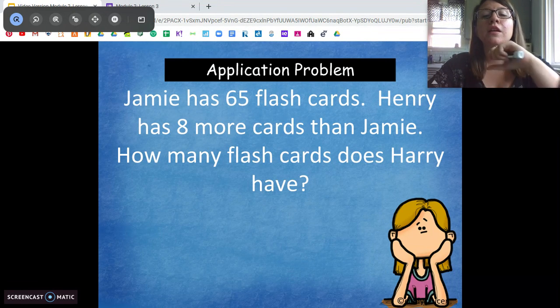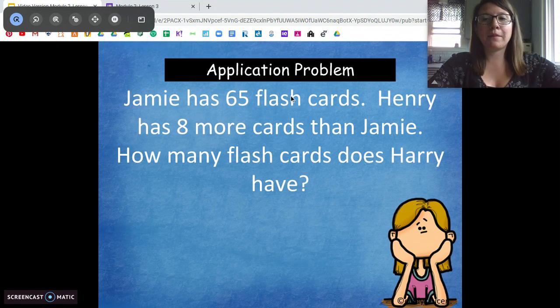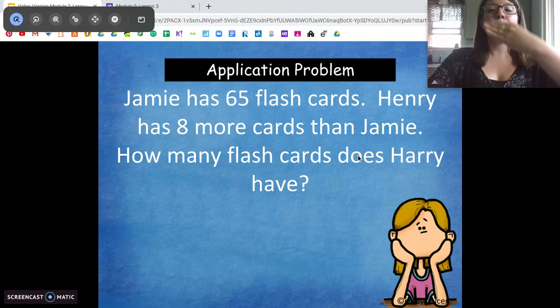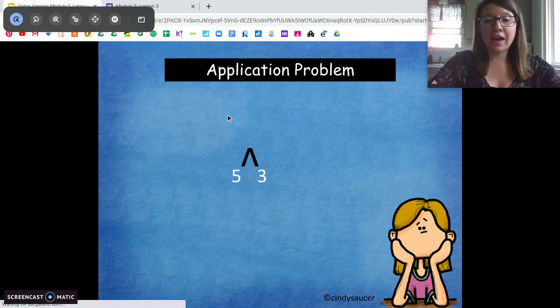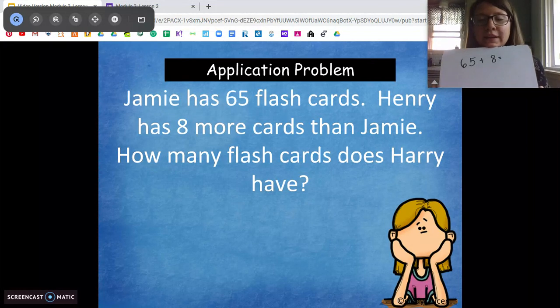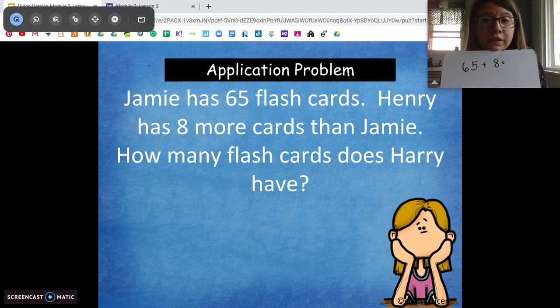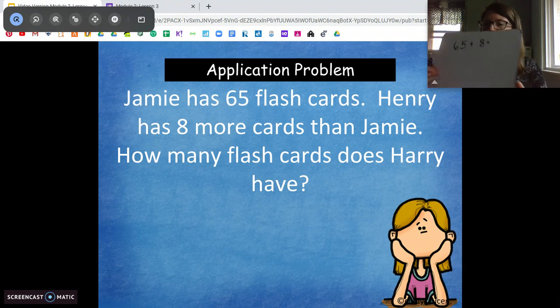Okay, let's talk about it. So, I'm looking at this keyword more. So that means adding on more. So if Henry has 8 more flashcards than Jamie, I'm going to have to add the 8 to the 65 to get to my answer. So my number sentence is going to read 65 plus 8 equals. Write that down, and then I want you to try and solve this one on your own. Okay? Pause the video and try it. Come back when you're ready.